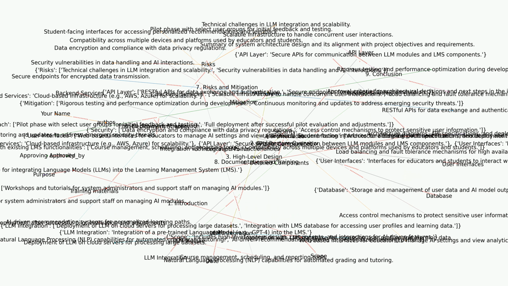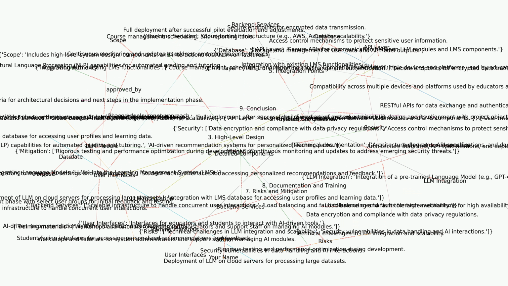2. Architecture Overview. System components. LLM: integration of a pre-trained language model, e.g., GPT-4, into the LMS. Backend services: cloud-based infrastructure, e.g., AWS, Azure, for scalability. API layer: secure APIs for communication between LLM modules and LMS components. User interfaces for educators and students to interact with AI-driven tools. Database: storage and management of user data and AI model outputs.